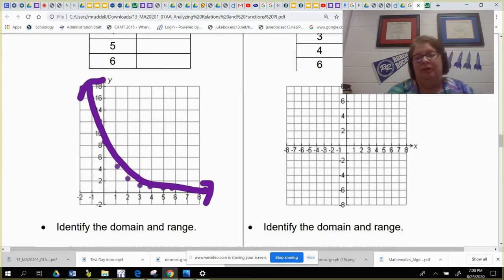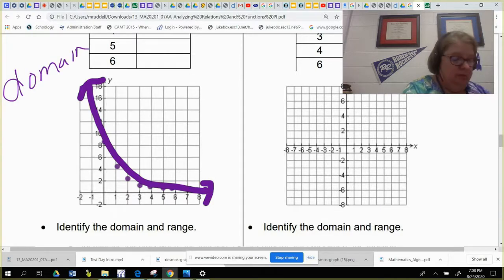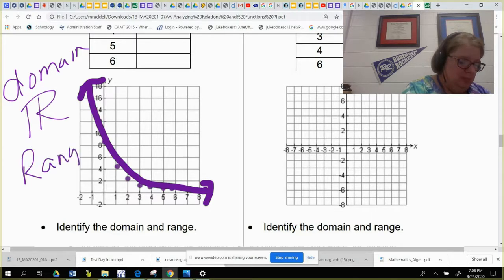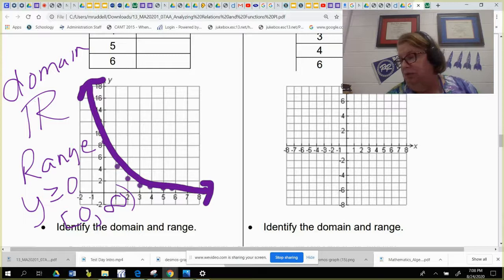This is exponential decrease as far as a function goes. The domain and range. The domain, I'm going to write it up here, is all real numbers because it has arrows on both sides, left and right. The range: it gets close to 0 but doesn't touch it. Y is greater than or equal to 0, or you could write it with a bracket and a 0 to infinity. That's the domain and range.